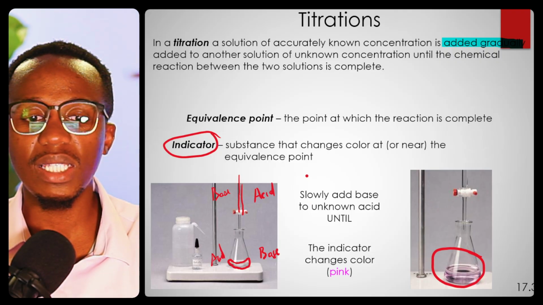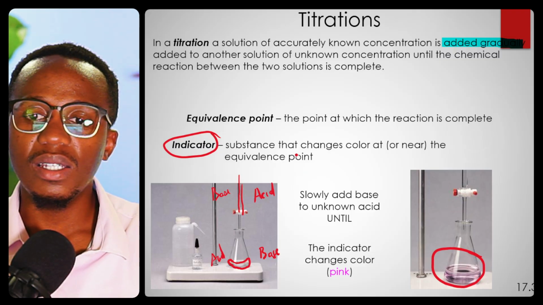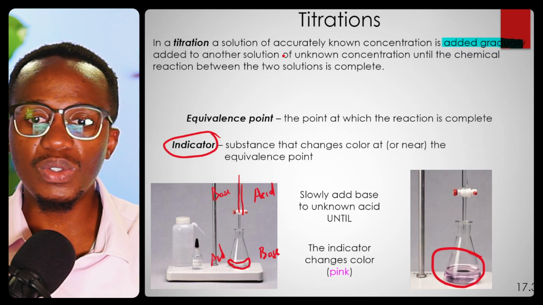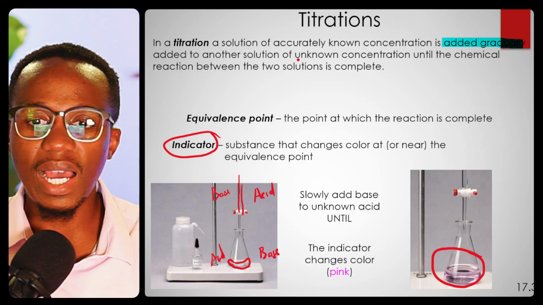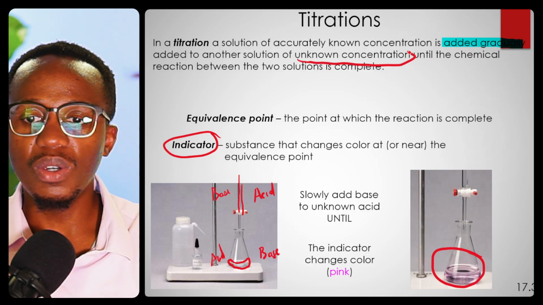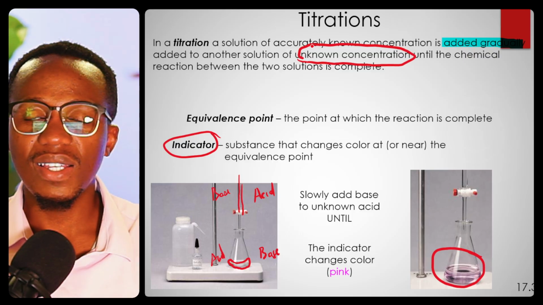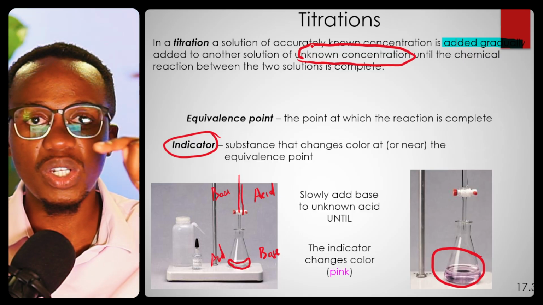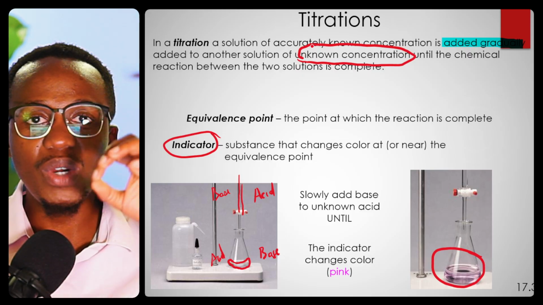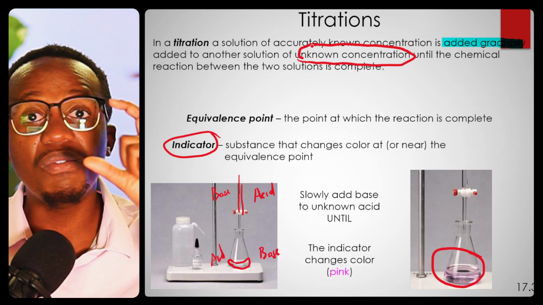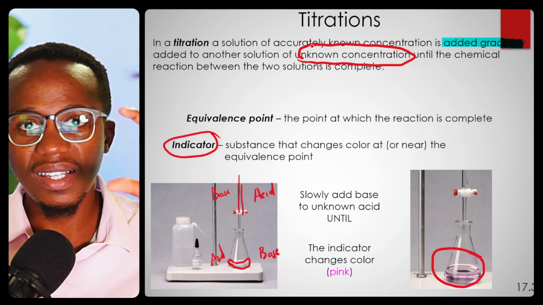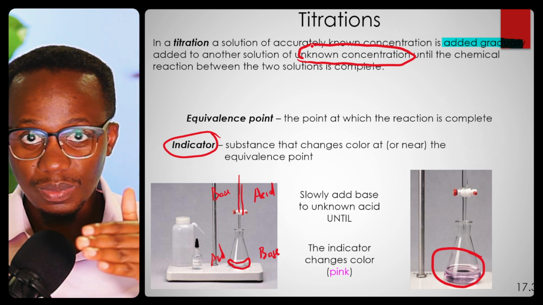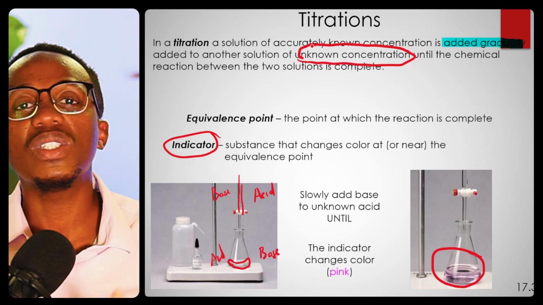Why are we doing this? We're doing this in order to find an unknown concentration. If you titrate a known concentration into an unknown concentration, reaching the equivalence point will tell you the volume it takes, and that volume will give you the concentration of the unknown.